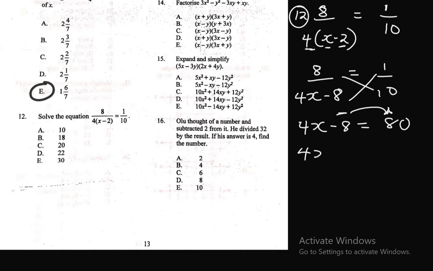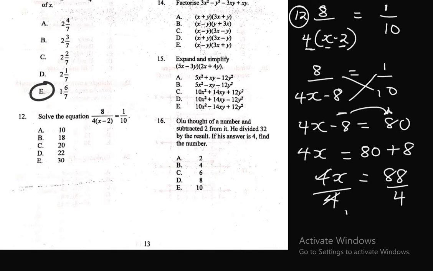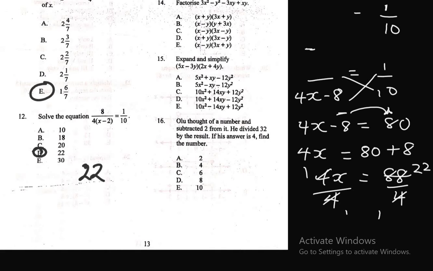Move minus 8 to go and meet 80. So we have 4x at the left hand side. As minus 8 crosses the equal to sign, it will change to plus 8. 4x is equal to 88. Divide both sides by 4. 4 here 1, 4 here 1, 4 into 88 is 22. So let's go to the options. The right answer is D, which is 22. Okay, so now let's move to question 13.